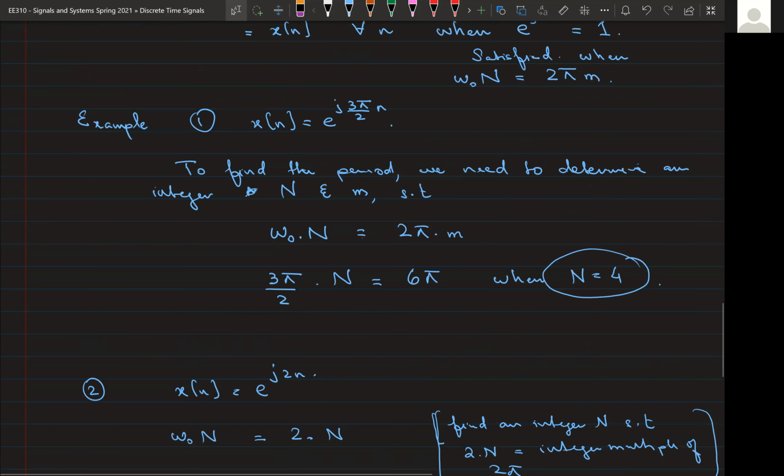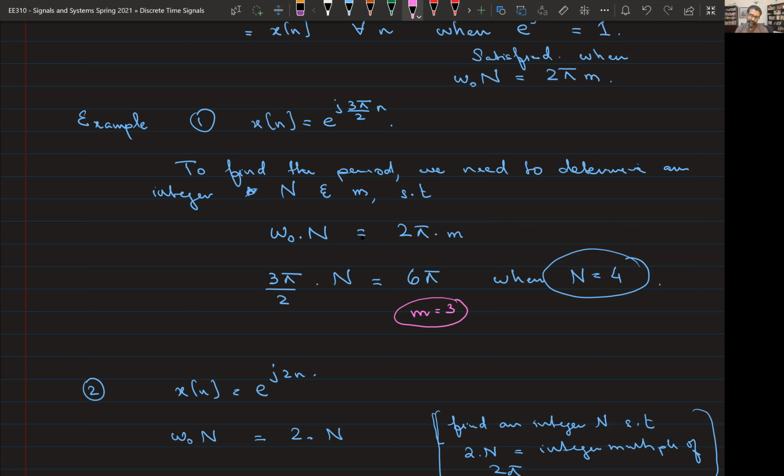Here we had 3 pi by 2 into n, and we had to prove that it is an integer multiple of 2 pi. So when you plug in n equals 4 and multiply it by 3 pi by 2, you get 6 pi, which is an integer multiple of 2 pi. Why can't it be 2? Because if n equals 2, when you multiply 2 with 3 pi by 2, you get 3 pi. But 3 pi is not an integer multiple of 2 pi. That's 1.5 times 2 pi. That's not what was required.